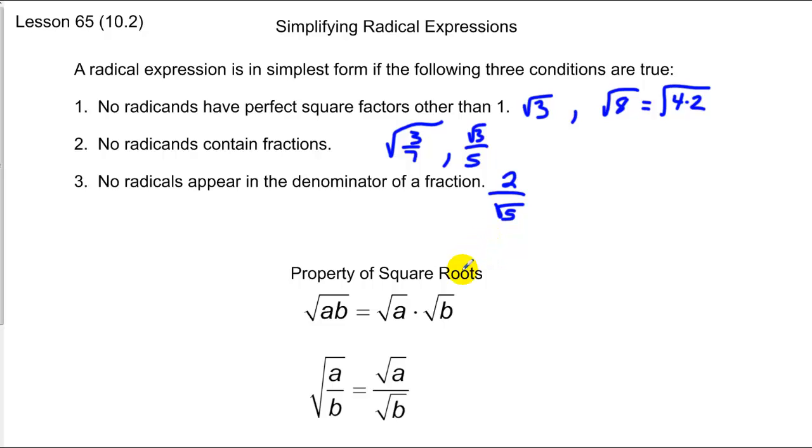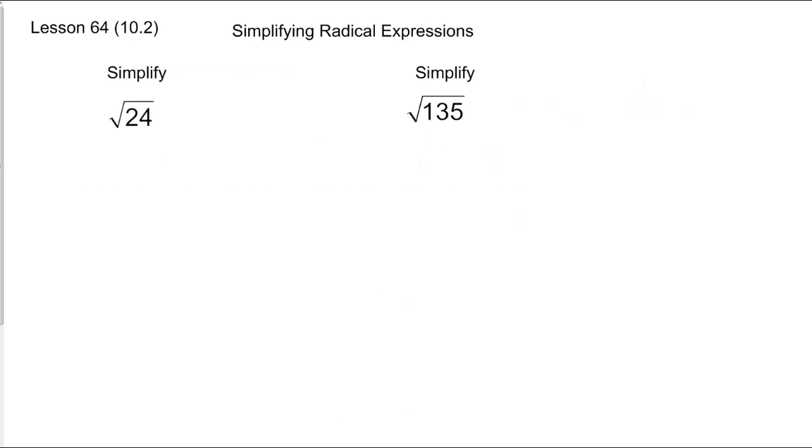A couple other properties that are going to help us in this simplification process are the following. If I have the square root of a times b, those factors can be separated into two independent square roots multiplied together. Likewise, if I have a fraction of the square root of a over b, that can be split into the square root of a over the square root of b. And we'll see how that helps us in a couple of examples to follow.